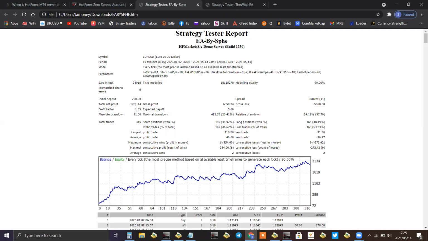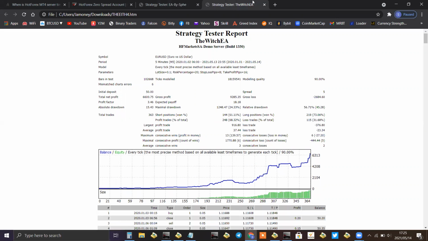One of them you can just use on your normal spread account, because this one is targeting 80 pips with a 30 pip stop loss, so you won't be affected by the spread. But this one, on the other hand, again the risk to reward is very good here. It's 2 to 1. So take profit is 16 pips, and stop loss is 8 pips.